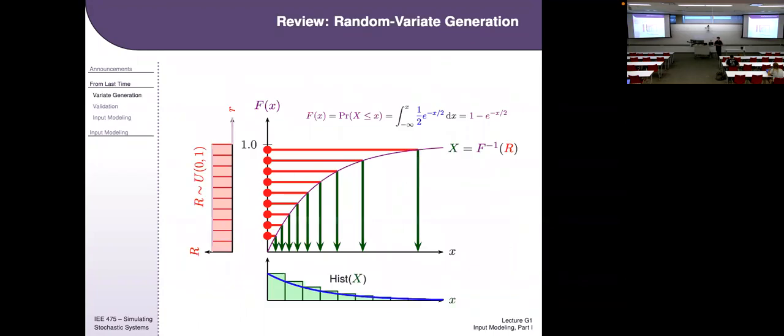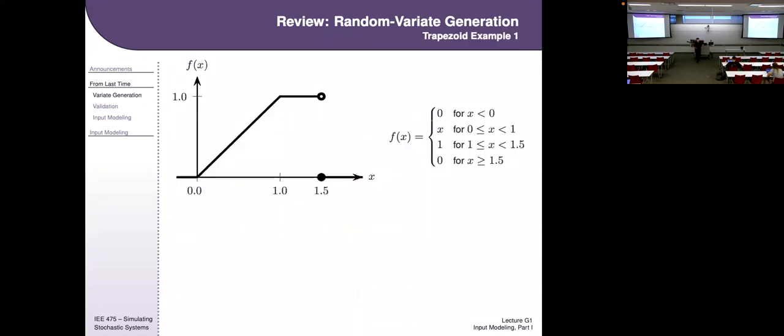Okay. All right. So where we left off last time, right before the midterm, we had covered random variate generation. So hopefully this picture makes sense to you. This idea that if the computer gives us uniformly distributed random numbers between 0 and 1, we can invert a CDF to get whatever distribution that we want out.